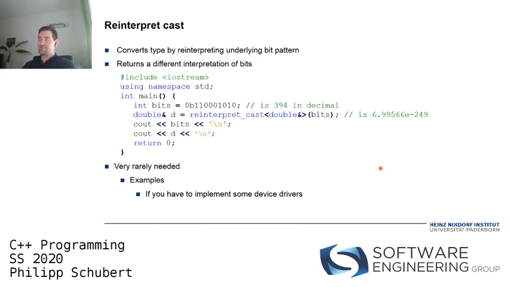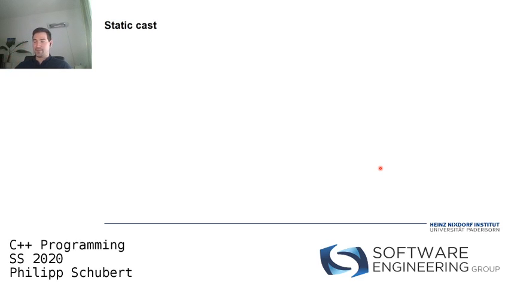Some examples are if you have to implement some device drivers, and then the reinterpret cast might be useful. And ordinary software engineers don't have to implement device drivers usually. Or if you need to fiddle with some shared object libraries, again, that's also somewhat more advanced stuff, and I don't have the time or chance here to explain to you how that works in all great detail. So those would be some example scenarios where a reinterpret cast could be used.